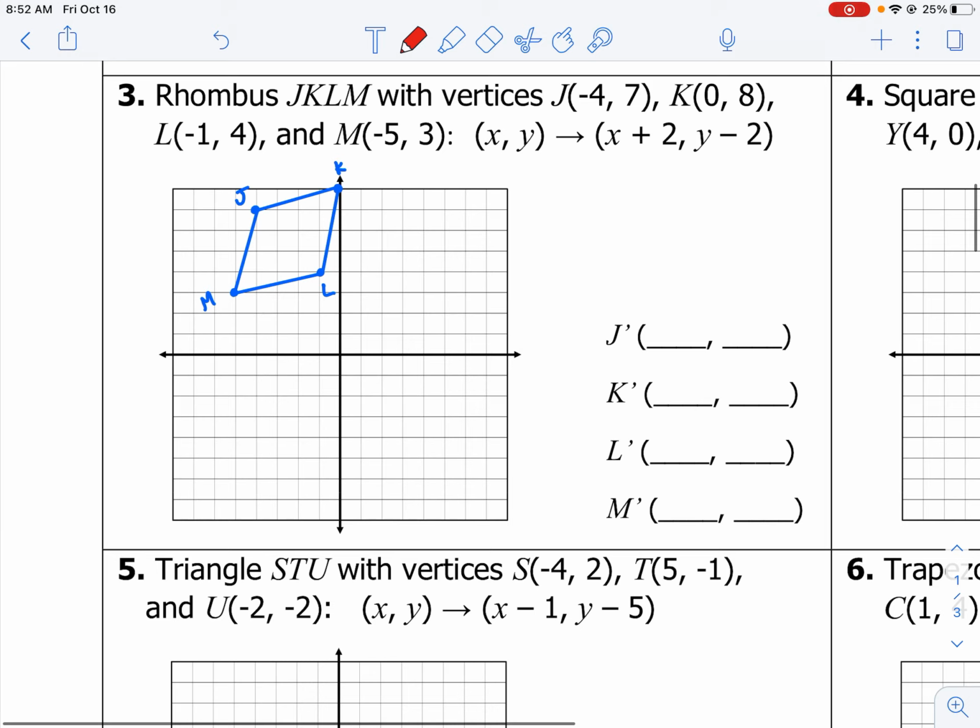Okay, so let's look at number 3. I also went ahead and graphed just the pre-image. Here's my translation rule. I add 2 to x and subtract 2 from y. Adding 2, anytime you add something to x, that moves it to the right. So this is going to be right 2. Sorry, this should be right 2. And if I subtract from y, that makes it move down.